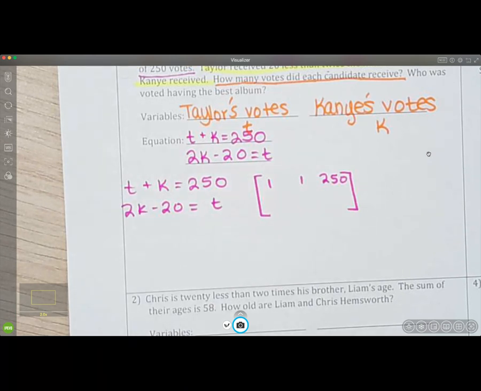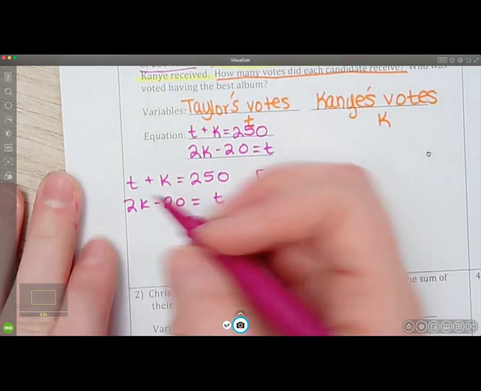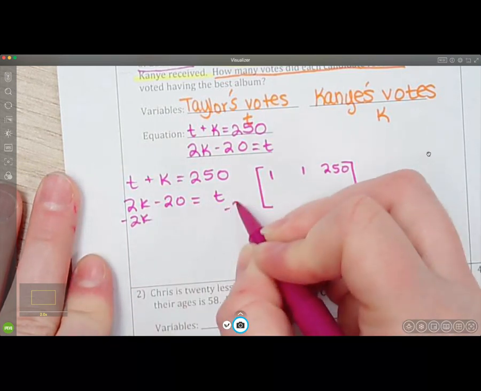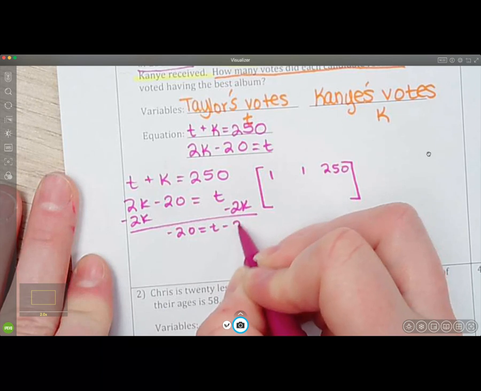I need to kind of like rearrange it all, right? I need the T and the K on the same side. So I just really need to move that. It's negative 20 equals T minus 2K.